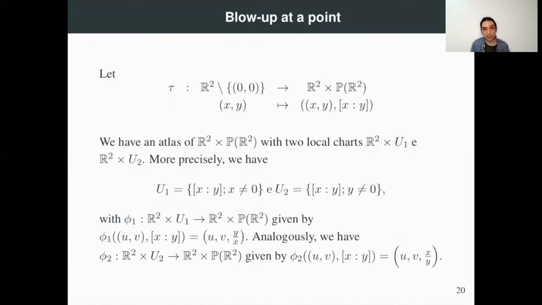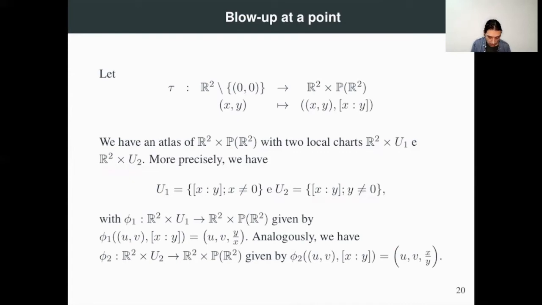The domains of the local charts are going to be R2 times U1, where U1 is the set of points in the real projective line such that the first coordinate is different than 0. And the domain of the second local chart is going to be R2 times U2, where U2 is the set of classes of the real projective line such that the second coordinate is non-vanishing. And we can consider the two local charts.